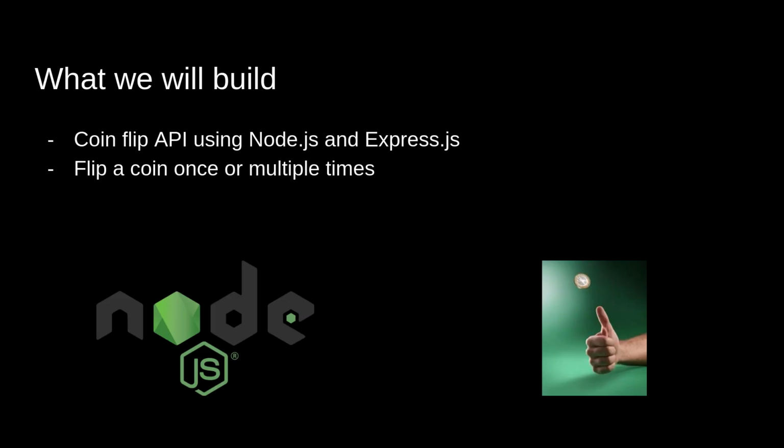Awesome. So today what we're going to make is a coin flip API using Node and Express. And basically what's going to happen is we're going to send a request to flip a coin once or more, and then we'll get a response back based on if it's heads, tails, or how many times it was either one.